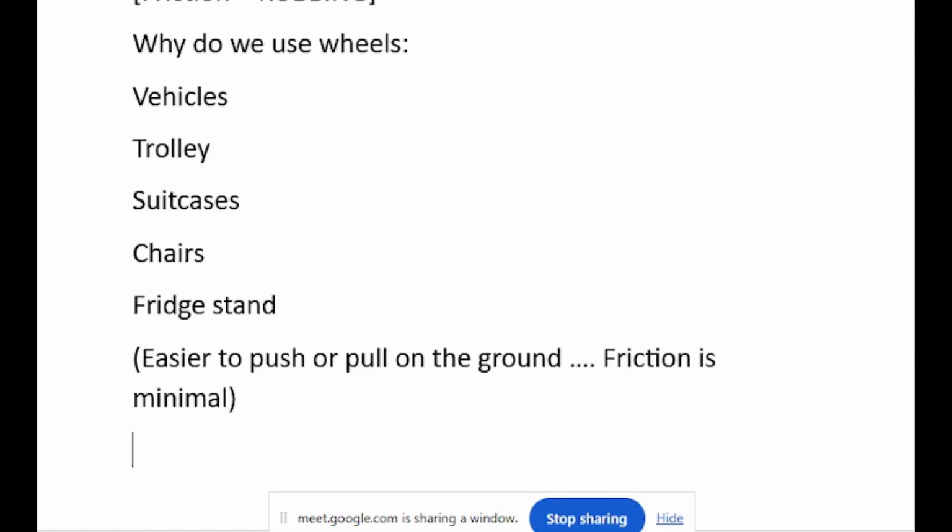So it is easier to push or pull on the ground. If you carry the bicycle on your head, the wheel will not help. It has to be pushed or pulled on the ground. When it rolls on the ground, then it is easier. All these things we have wheels.